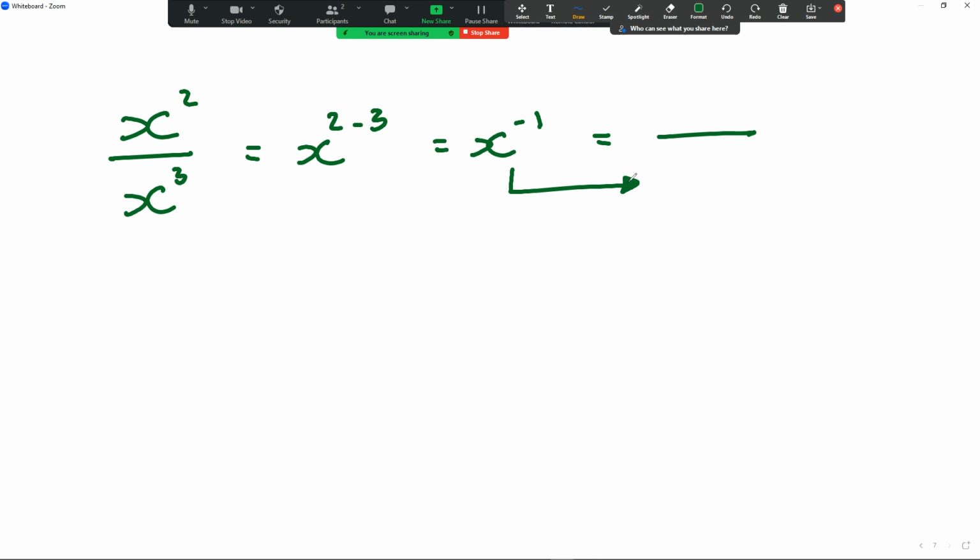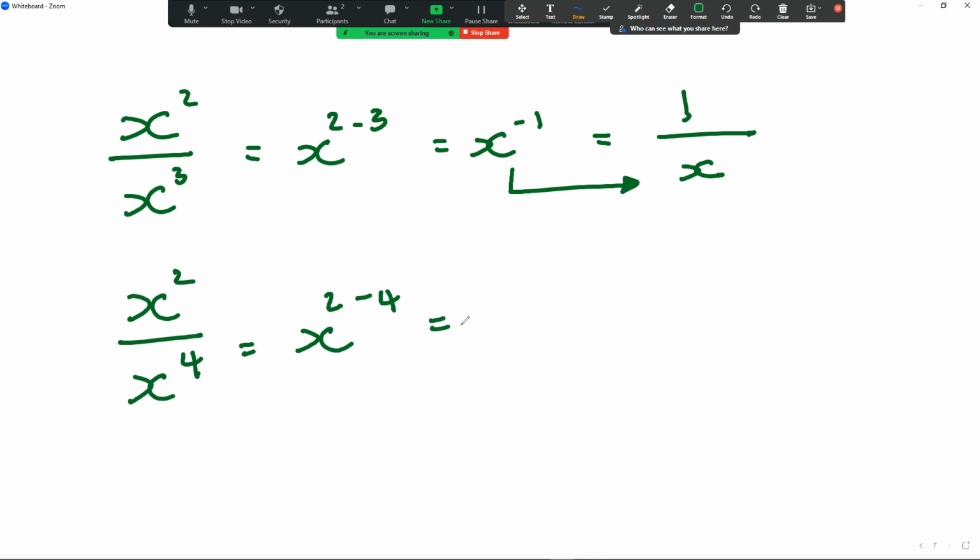What happens when the power at the bottom is more than the power at the top? Then in this case, it'll be 2 minus 3, which is actually minus 1, which is actually bringing x into the denominator and writing 1 at the top. But let's look at another one. Let's look at x squared over x to the power of 4. X to the power of 2 minus 4, negative 2, goes to the denominator, becomes x squared, and 1 at the top.